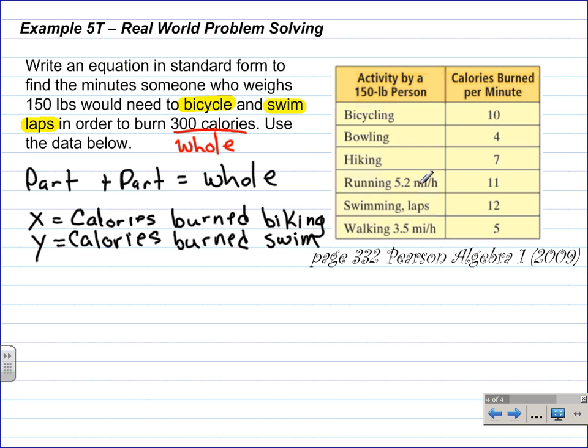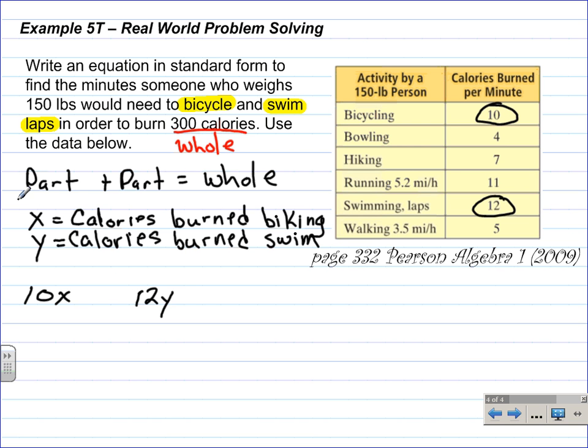We have to go to the table then and see the rate or the coefficient that's going to be on the x and the y when we go to put our equation together. So from biking, the person burns 10 calories per minute, and while swimming, the person burns 12 calories per minute. We want to take these two and use those as the coefficients. The coefficient on the x being 10, so that would give us 10x. The coefficient on the y being 12.